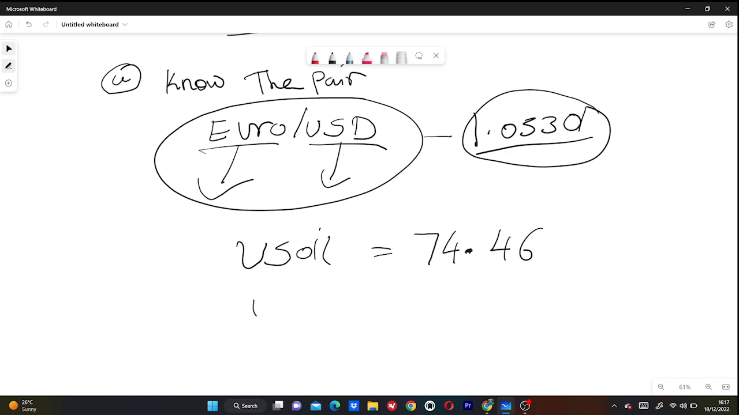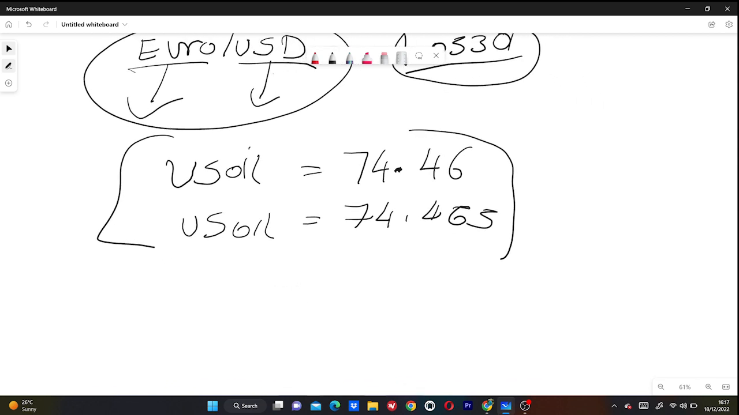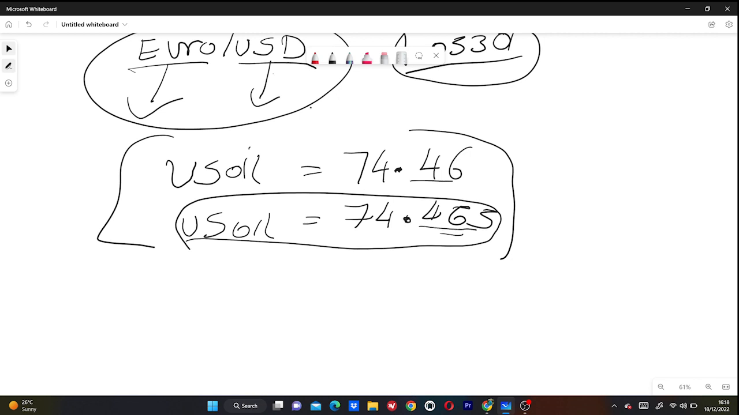But when you go to another platform, you can see them writing US oil as 74.465. So actually this is almost the same. If you just know how to treat this one, then it's not going to be very hard for you. All you have to know is that US oil will be noted by points, with 3 digits. Even if it comes to this one, we will not be having points but pips.